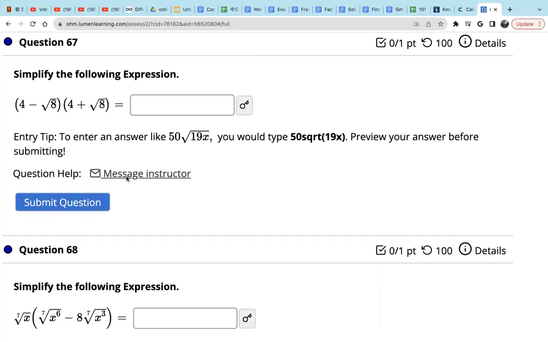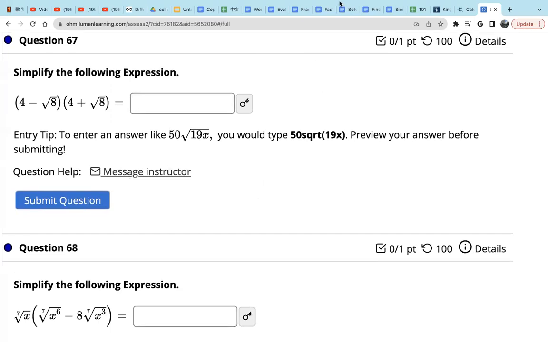Let's see 67. We have 4 minus radical A, 4 plus radical A. Again, difference of 2 squares formula. So I have 4 times 4, 16. So 4 squared, 16, minus square root of A squared, which is just 8. So 16 minus 8 is the answer, just 8.